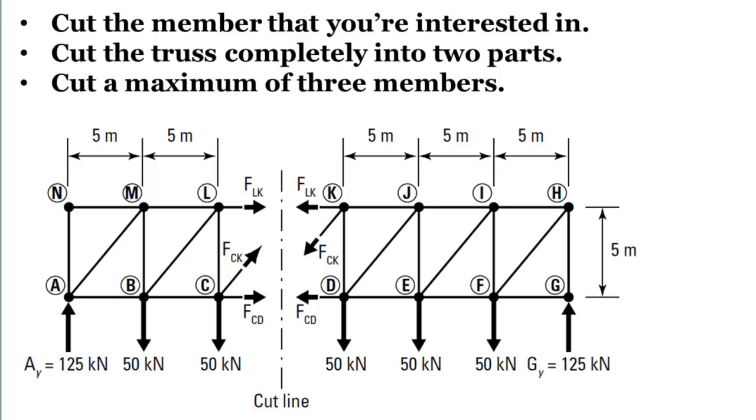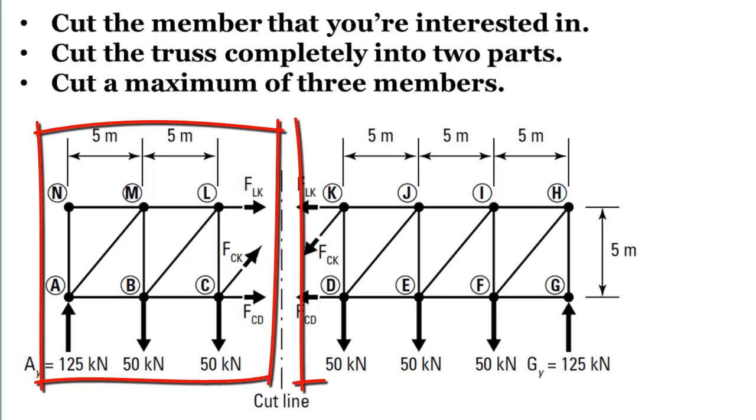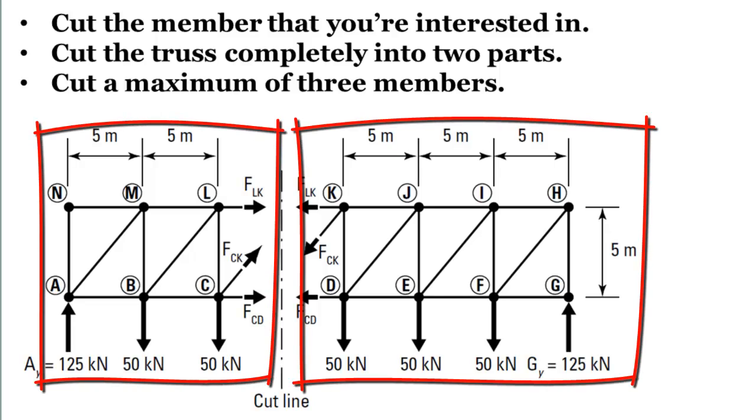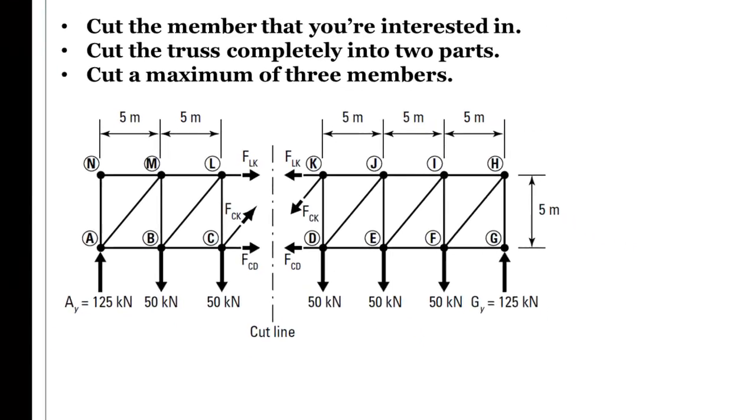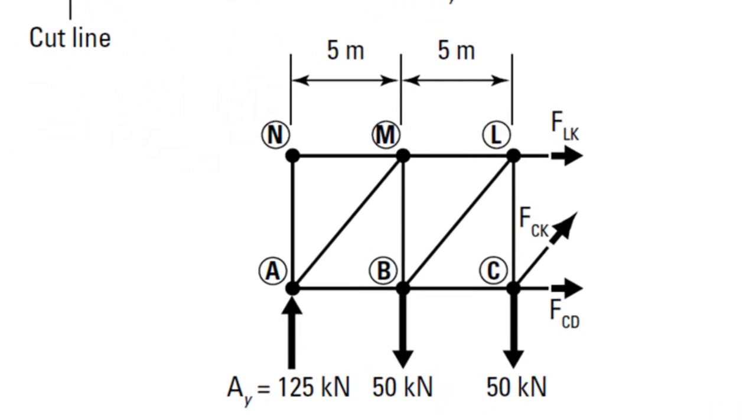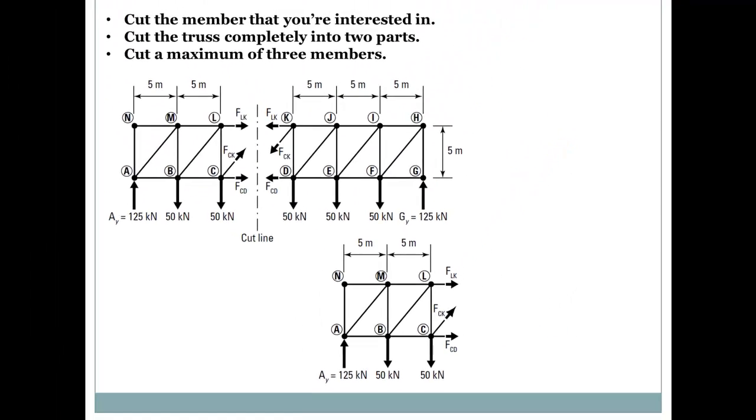Did we cut the members we are interested in? Yes, we did. We cut through the members LK, CK, and CD. Did we cut the truss completely into 2 parts? Obviously, you can see in the figure. Yes, we did. We have a left side and a right side of the truss. Did we cut a maximum of 3 members? Yes, we did. We cut only 3 members. This is the left part of the truss showing the exposed forces. Choose one part to work with.